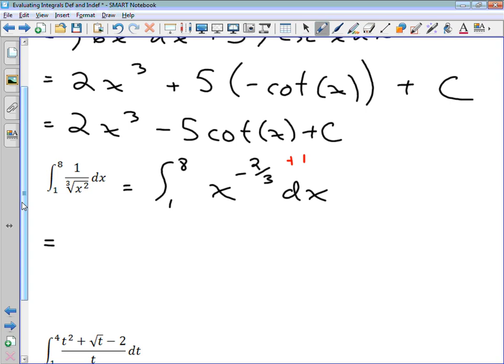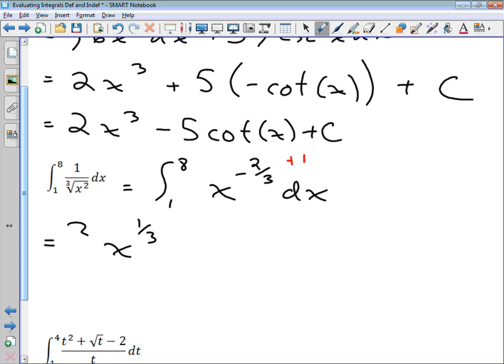So let's see, if we have negative 2/3 plus 1, we're going to have x to the 1/3 in here. Now, we need some way of canceling out. I mean, if we do the derivative of this, we're going to bring down the 1/3. We don't want a coefficient out in front here. So what do we have to do here, Daphne?